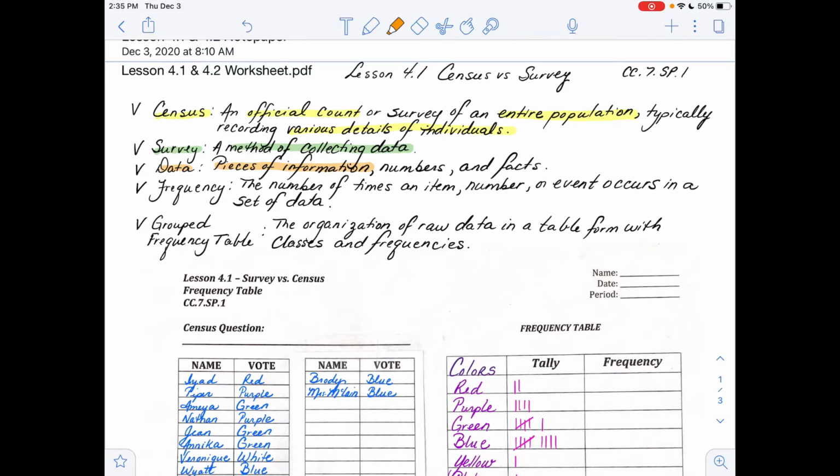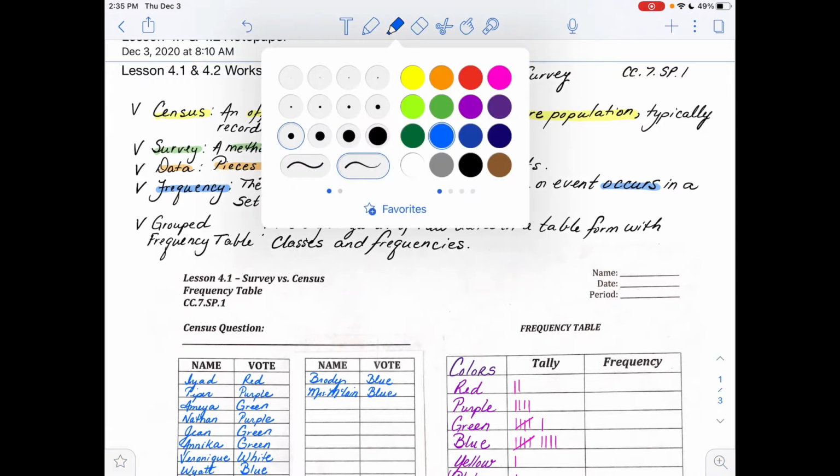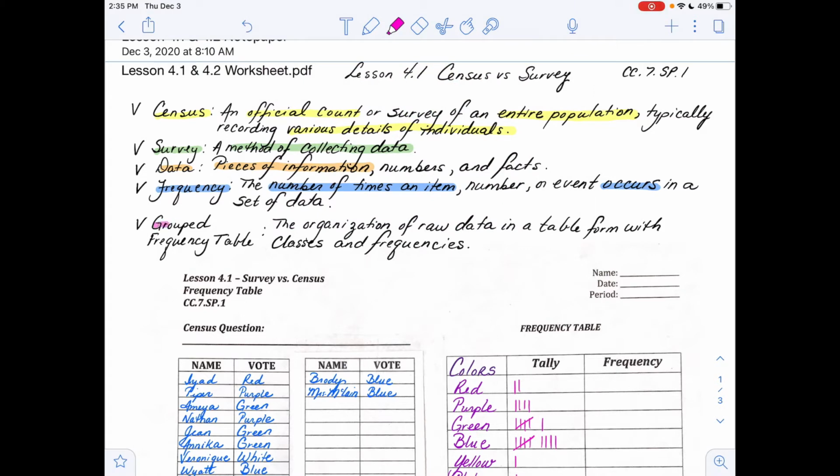Next vocabulary word is frequency. And frequency is the number of times an item actually occurs in that set of data. How many times somebody voted for this over what voted for that. And the last one we're looking at today is a grouped frequency table.